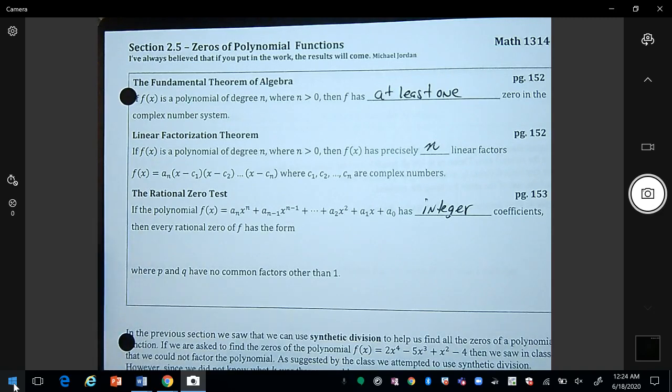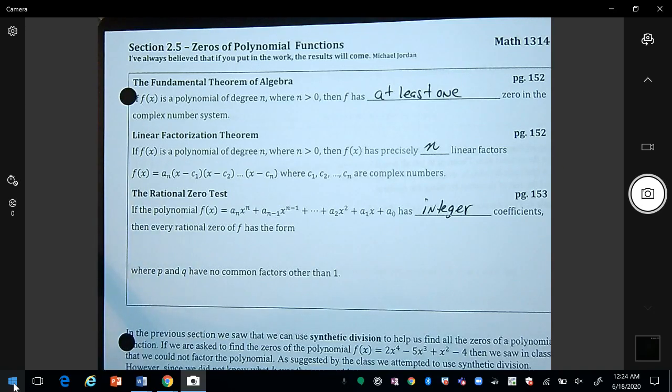And so let's look at some definitions. If f(x) is a polynomial of degree n, where n is greater than 0, then f has at least one zero in the complex number system. If f(x) is a polynomial of degree n, where n is greater than 0, then f(x) has precisely n linear factors. So basically, if the degree is 3, then you will have 3 linear factors and 3 zeros.